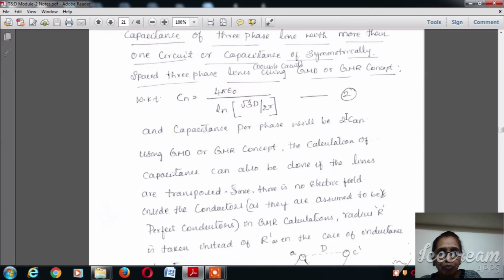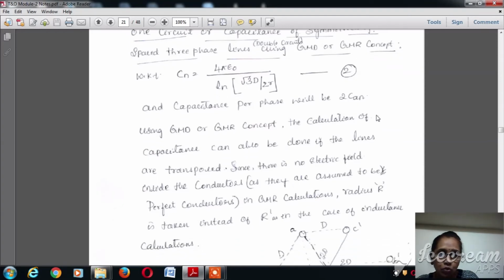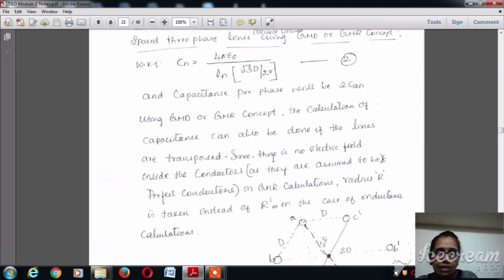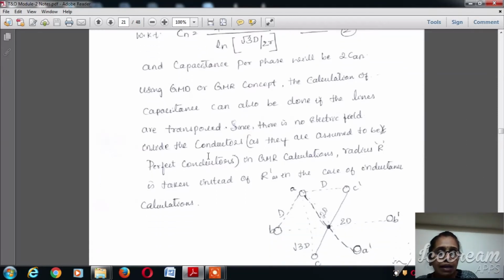So now we know that Can is equal to 4 pi epsilon naught divided by ln of square root of 3d divided by 2r. This is equation 2, and the capacitance per phase will be 2 Can, using the GMD or GMR concept. The calculation of the capacitance can also be done if the lines are transposed.